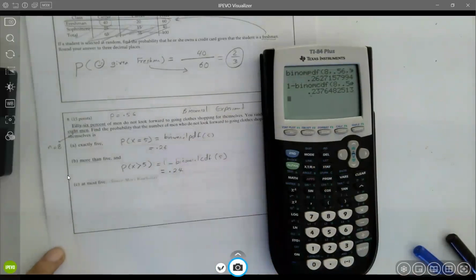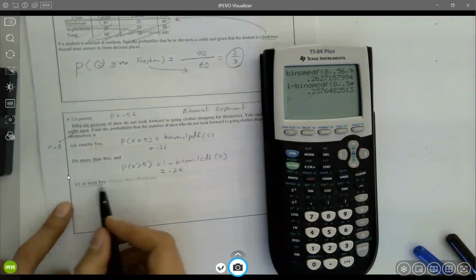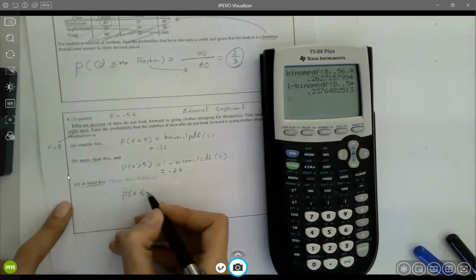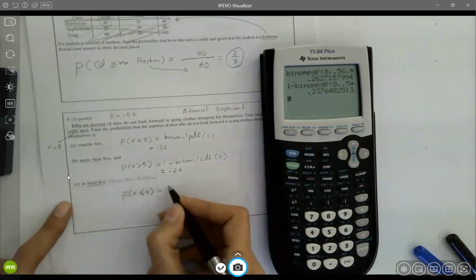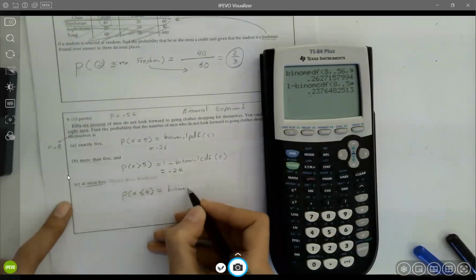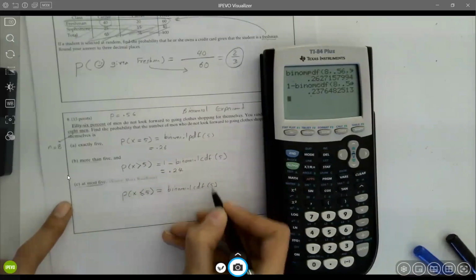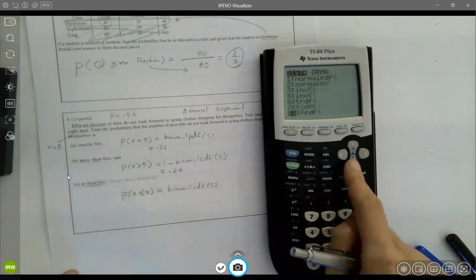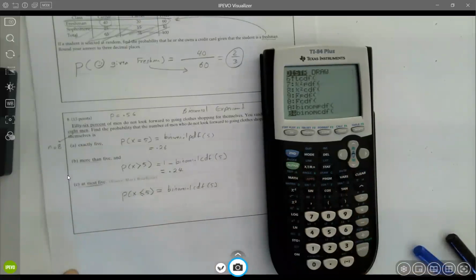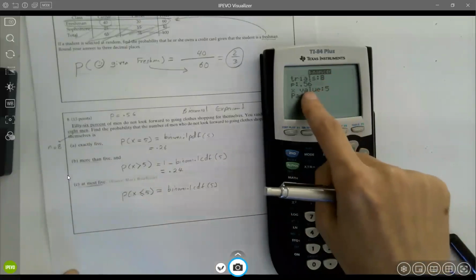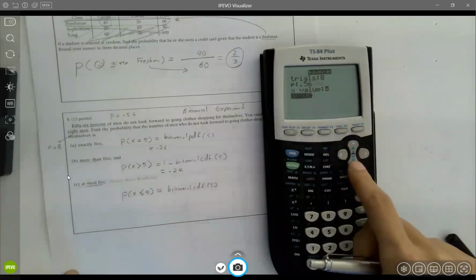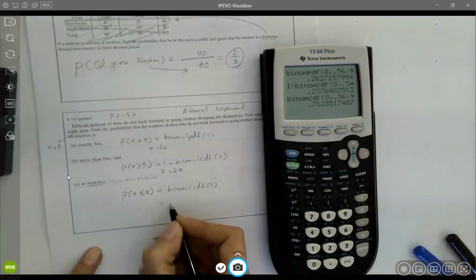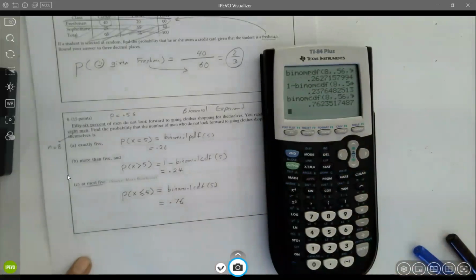0.24, so 24%. And finally, it says at most 5, P of X less than or equal to 5. Remember that this is just binomial CDF of 5. So we go to second vars, find binomial CDF, 8, 0.56 and 5, paste and enter. Well, you get almost 0.66.